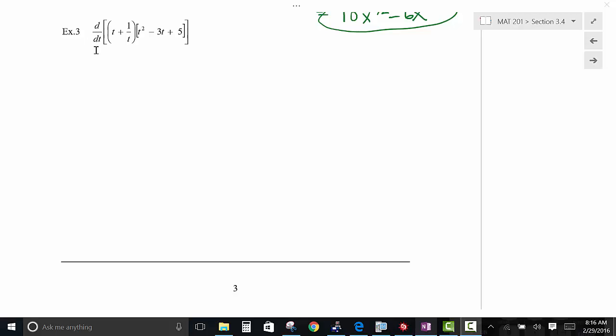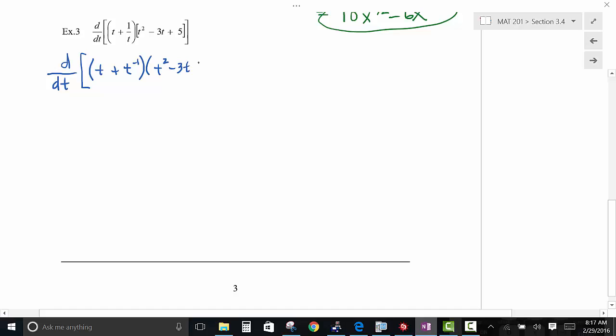Multiply this example 3 out, though. What I'm going to do instead is let's go ahead and start it like this. Now if I say d/dt, that's the Leibniz notation that says take the derivative. Now I'm going to change this 1 over t to t to the negative 1 because we're going to have to differentiate it that way anyway. And then we're going to use a product rule.